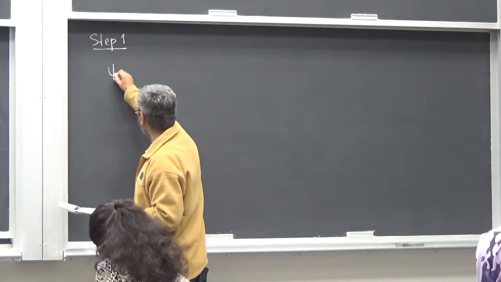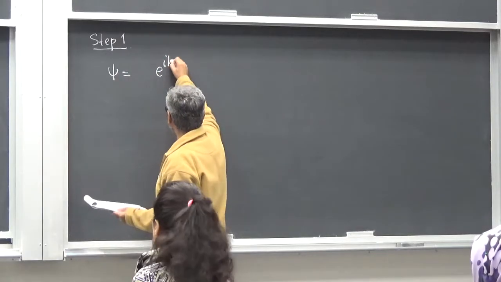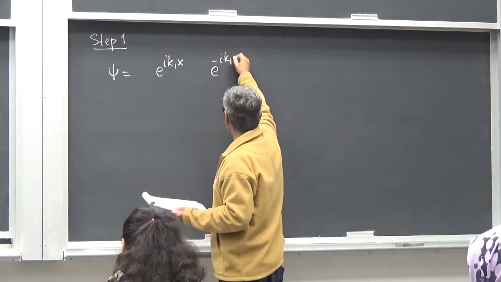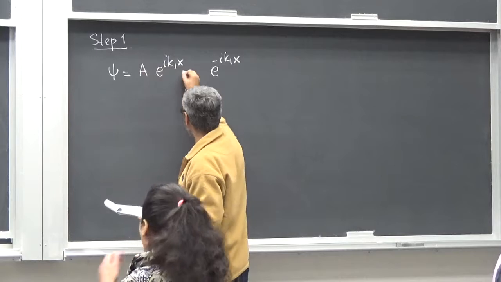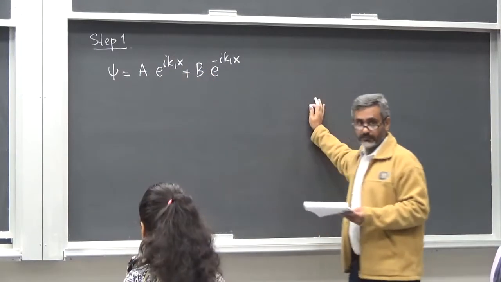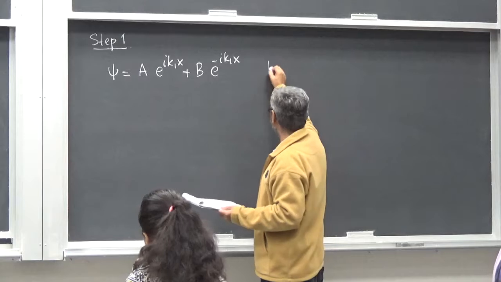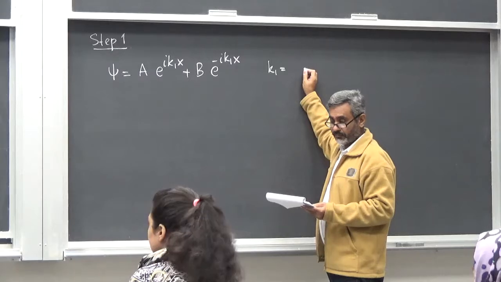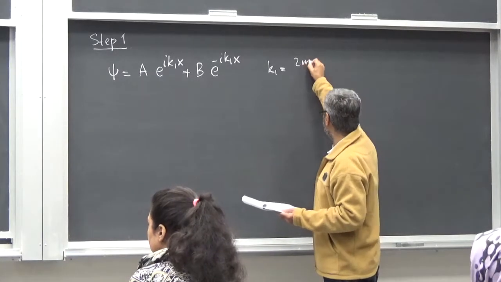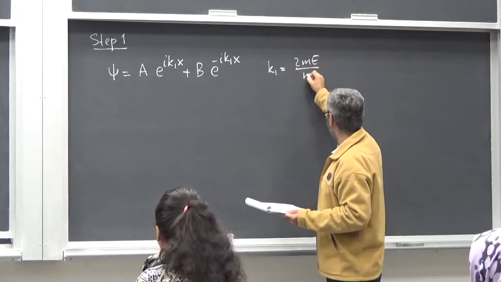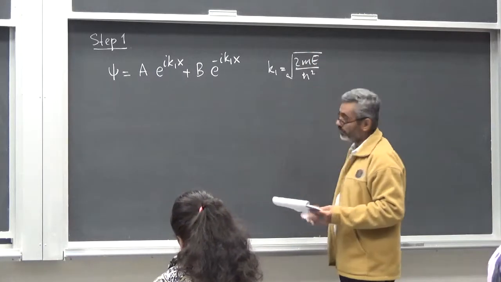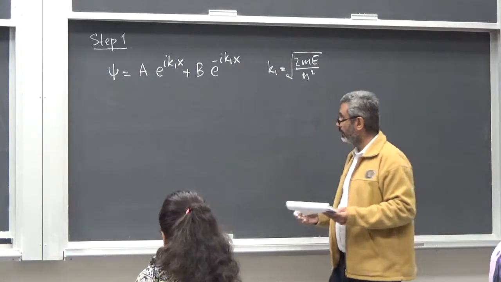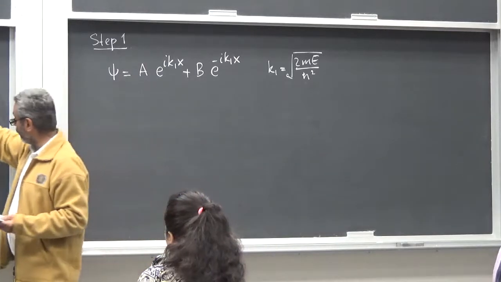Shabash. So psi is e to the i k1 x or e to the minus i k1 x, right? What is k1? Because energy is just h-bar squared k1 squared over 2m. Okay. What does the wave function look like in this region?